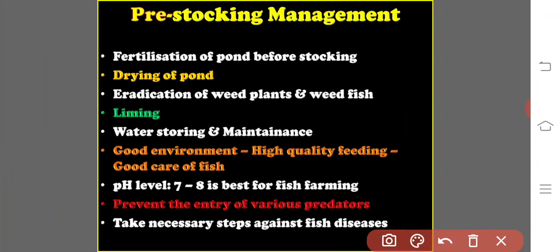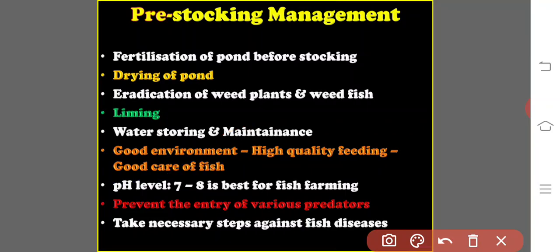Why? Because here you see, for the first time, when you want to go for the fish culture, first, after the construction of the pond, just fertilize the pond by adding appropriate fertilizer like the raw cattle dung. And dry the pond, plough the pond, and eradicate weed plants. We remove the weed plants and weed fishes from the pond and go for the liming of the pond by adding calcium oxide, calcium hydroxide, and enough water will be stored and maintained well, clean for its purity. And then go for the good environment. You provide good environment, then provide high quality feeding through the supplementary feeders, then good care to be taken of fish, then you will get more yield.